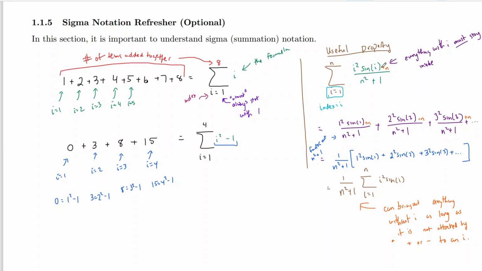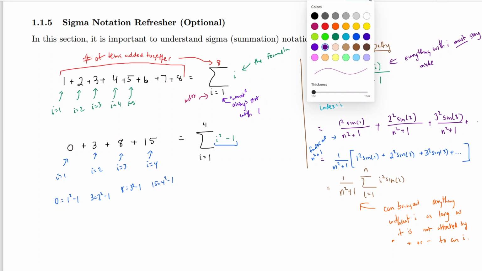So anything that's attached to something with an I with a plus or minus, you can't factor out, which means it stays inside as well. But as long as it's not attached to an I in any way, as far as plus or minus, then you can bring it out. And that's going to be a very important property when we do a problem in the lecture. So I wanted to go ahead and mention it.